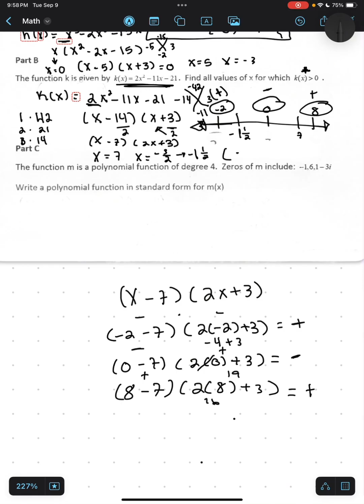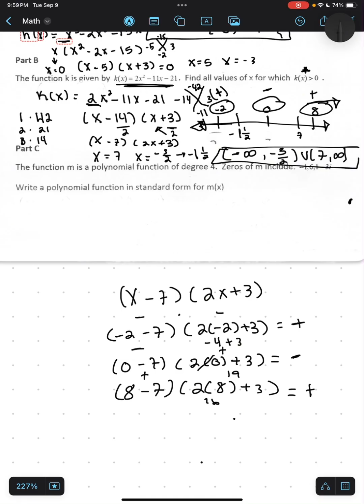So negative infinity to negative 3/2, and then we're going to unite it with 7 to infinity, because 8 goes all the way right. So this is our answer right here.